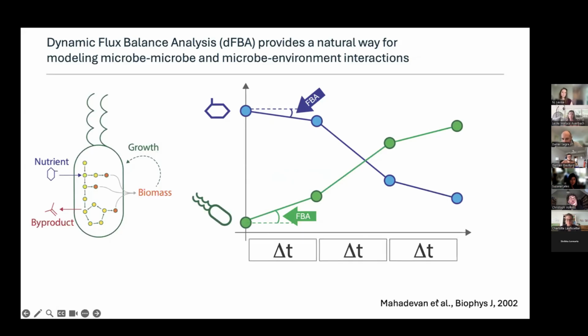And I should point out, this method was published originally in 2002. It's a beautiful paper, and I think only later on it became a very prominent method for community dynamics. And one of the reasons is the following.